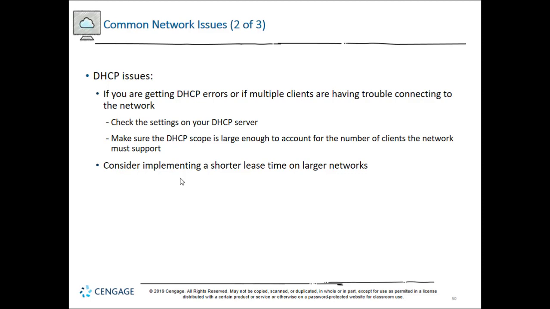Okay. You also, if you're in charge of the DHCP server itself, and people are having issues, you might want to check to see what your DHCP scope looks like. Now, the scope means how many addresses do I have in my pools. And also, the scope would cover how long someone's going to have that IP address.